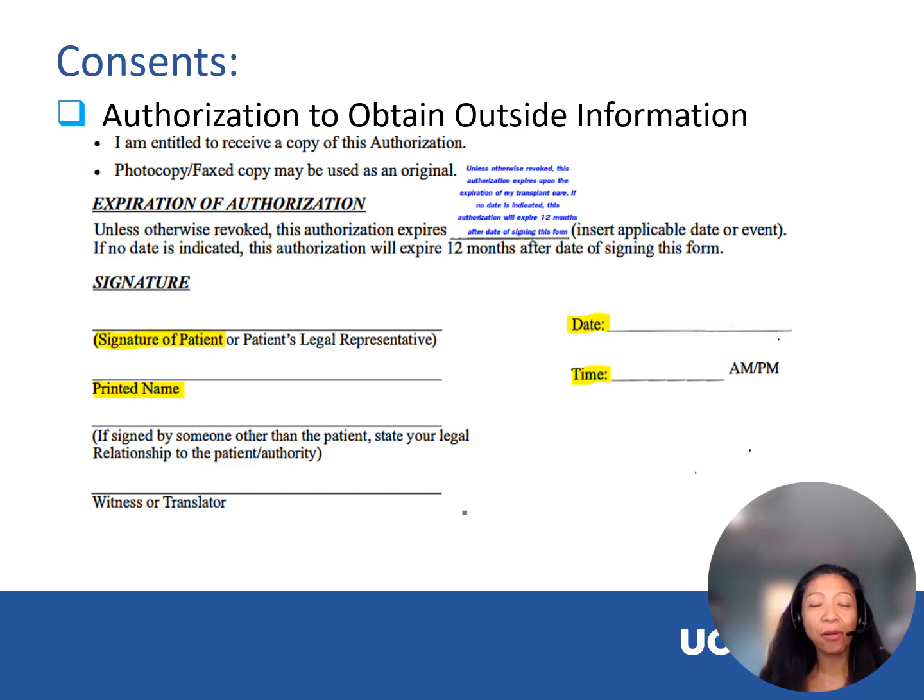Authorization to obtain outside information is a consent where UC Irvine would be contacting your own physicians to obtain your medical records. For example, for a pap smear, mammogram, or colonoscopy report. Another reason the authorization to obtain outside information consent is needed is if the donor is participating in paired exchange.